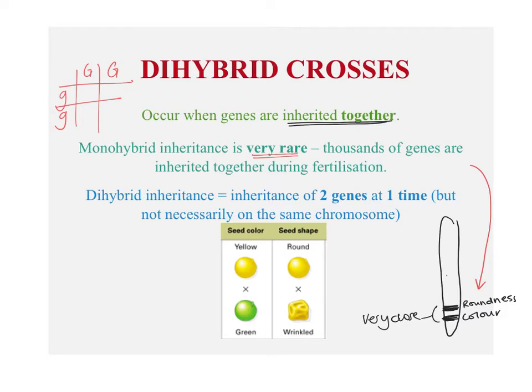Now, in terms of definitions, you need to know this one as well. Dihybrid inheritance is the inheritance of two genes, not two or more. We're only speaking about two genes, like a dimer for chemistry, things like that. Two genes at one time, but they're not necessarily on the same chromosome. So I gave you the example down here of them being on the same chromosome, but sometimes they just get inherited together randomly or for other spatial reasons.